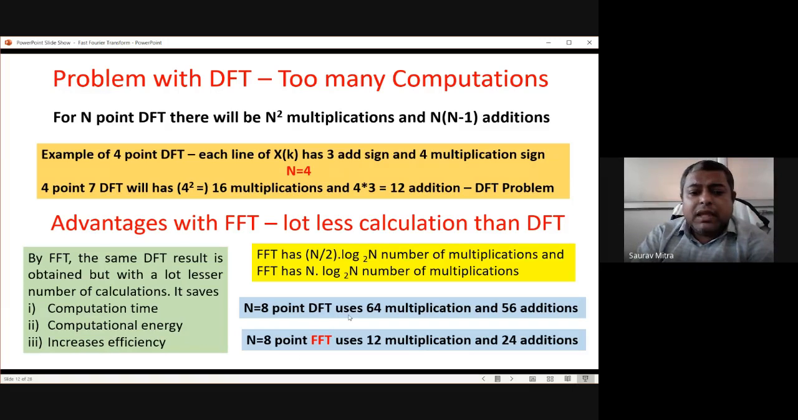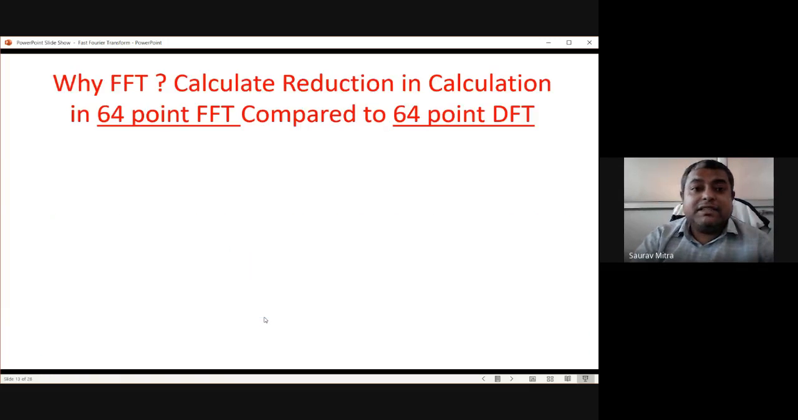So here it is given: 8-point DFT uses 64 multiplications and 56 additions, and 8-point FFT uses 12 multiplications and 24 additions. So n log n base 2 is actually addition, and n by 2 log n base 2 is the number of multiplications. For DFT, multiplication was more, addition was less. For FFT, multiplication is less and addition is more. But for 8-point or 10-point or 16-point, you won't feel the difference. Let us calculate for 64-point.